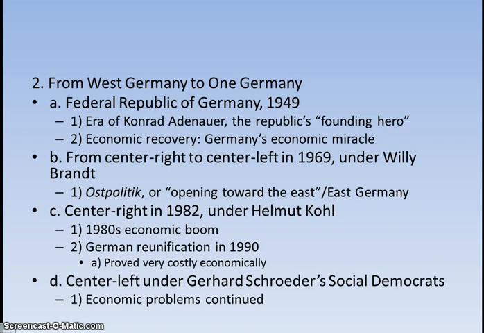So West Germany is going to cooperate with the United States and Western powers, and part of that is the reason why the economy does such a great revival. From the center right to center left, in 1969 under Brandt, you see the Ostpolitik, and this is the opening towards the east. So what he's going to do is he's going to make a treaty with East Germany, and you're going to start seeing tensions between East and West Germany kind of going on, a little bit of a decline. Now Kohl is going to come in 1982, and what you're going to see is an economic boom in the 80s.